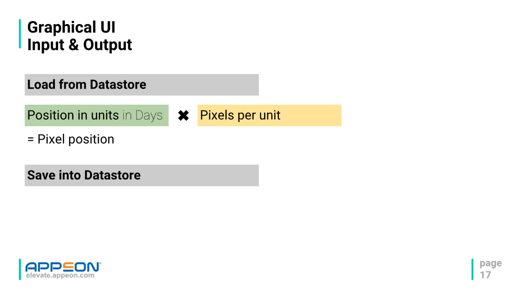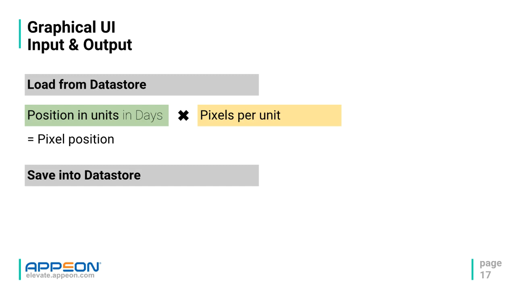So you have your calendar entry, maybe it starts at the 5th and ends at the 7th. So 5 times pixels per units, and then 7 times pixels per units, and that's the pixel beginning, pixel ending, like the X position, and then you can calculate the width where you want to draw your calendar entry. So that's how you get to your pixel position.